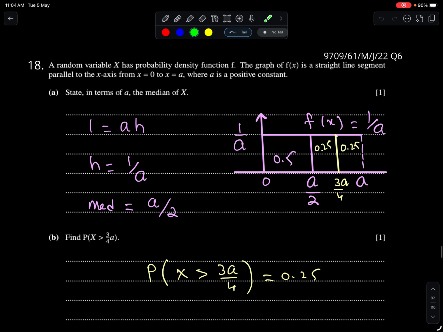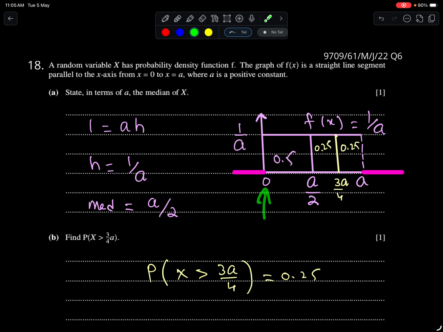Question 18. A random variable X has probability density function f(x), which is a straight line segment parallel to the x-axis, between x = 0 and x = a. This is here 0, a. Outside 0 it is 0, outside a it is 0. This is a rough sketch, where a is a positive constant. State in terms of a the median of X.